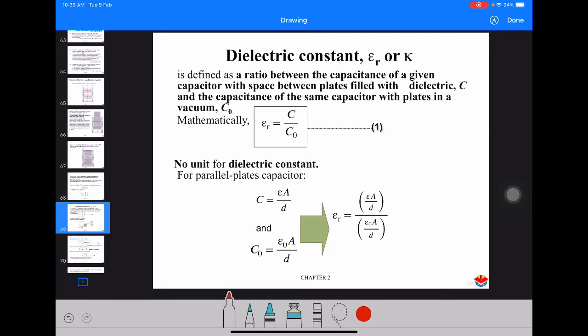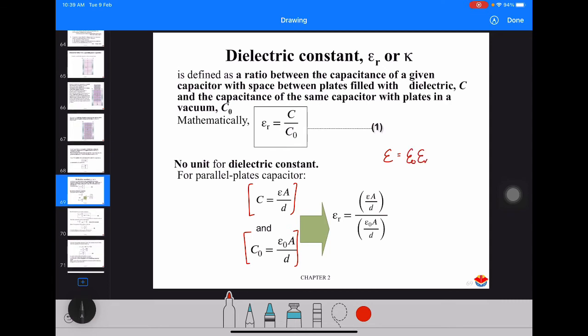You'll still be using the equation C equals epsilon A over D. The only difference is that if you don't have any dielectric material, we use C equals epsilon naught A over D, but now you'll be using epsilon A over D. Notice that one is epsilon naught, another one is epsilon. Epsilon is equal to epsilon naught epsilon R, so you just have to multiply by epsilon R.